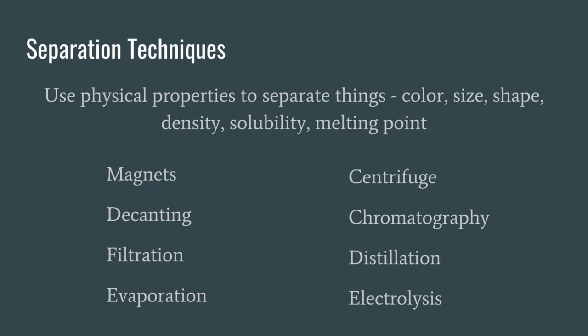Now here's some of the separation techniques that we're going to talk about today. This is by no means an exhaustive list. There are plenty of other ways that things can be separated, but these are the really big ones that we're going to talk about today. So the way that we separate things is we use physical properties to separate them. Sometimes we separate them by color. We can separate them by size, shape, density, solubility, melting point.